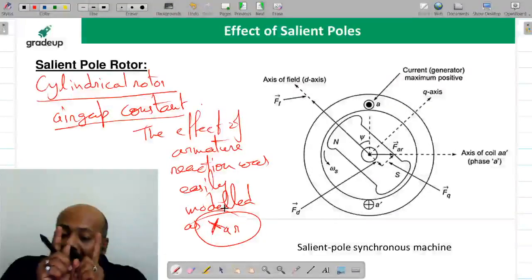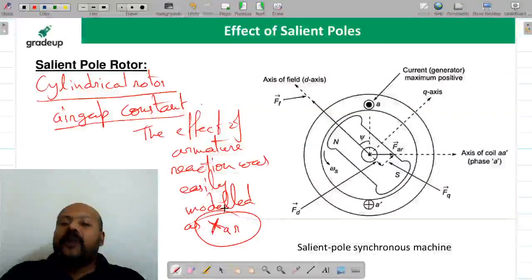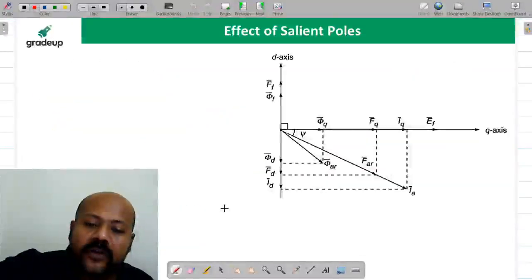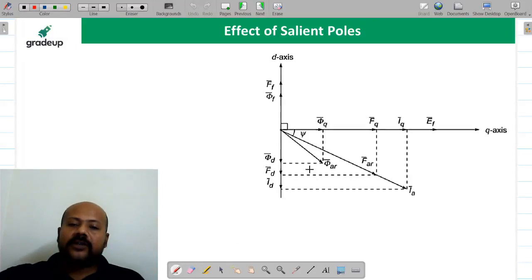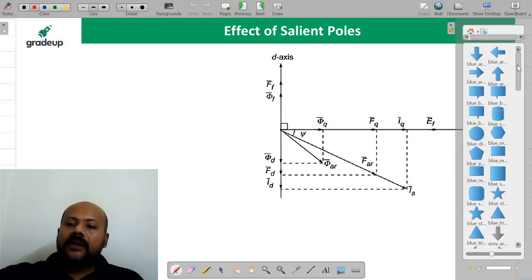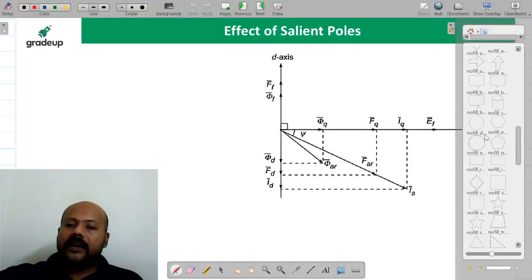Now beta, when you come to the salient pole rotor, what is salient pole? Your salient pole rotor is going to be something like this. I am going to just draw it here so that you understand if anybody is not clear with that, and then I am going to just remove that.